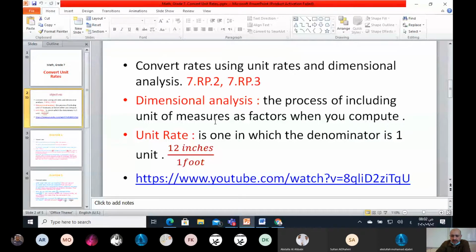So what's the meaning of dimensional analysis? The process of including unit of measure as factors when we compute. And do you know what's the meaning of unit rate? Unit rate is one in which the denominator is 1 unit. For example, we have here 12 inches in the numerator and 1 foot in the denominator. When we see 1 down here, it means we have a unit rate.